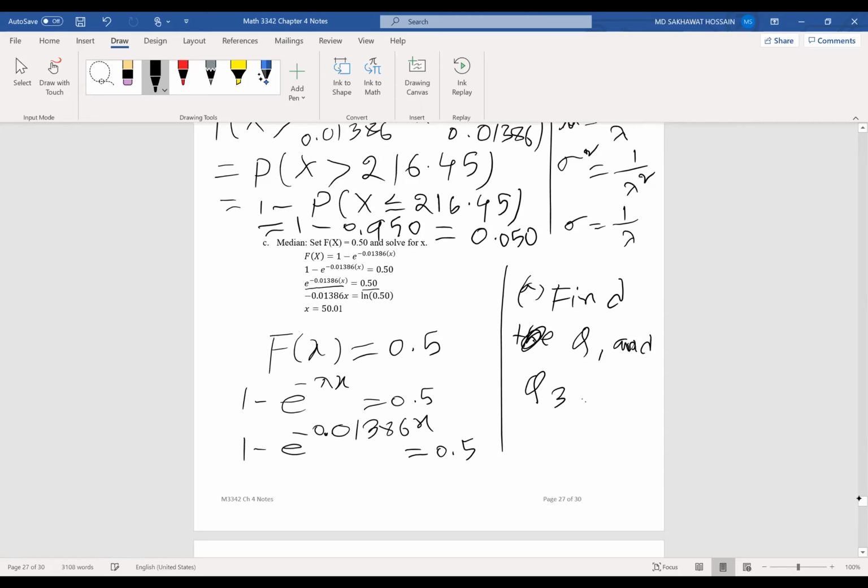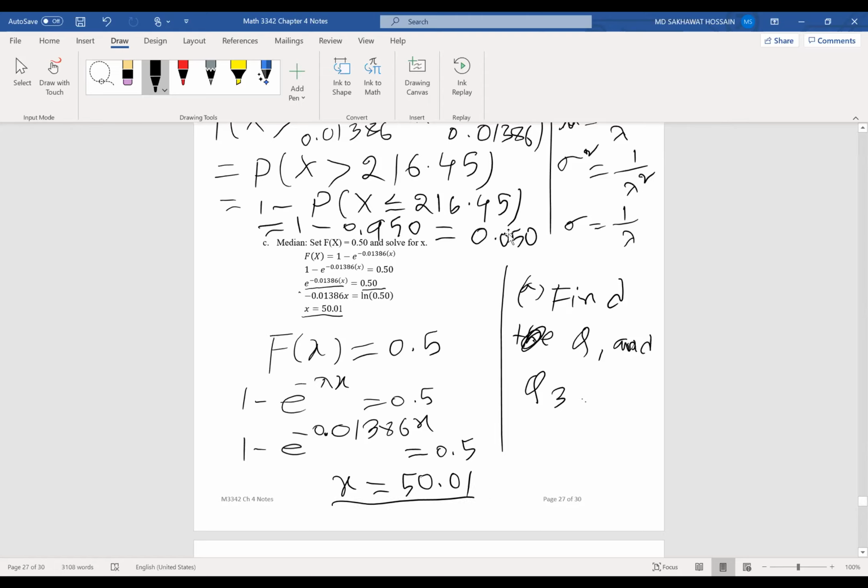If you simplify, this is e to the power minus 0.01386 x equal to 0.5. Since you have an exponential here, from algebra class we know that if you want to remove it, you have to take ln, the natural logarithm, which is the log with base e. Then minus 0.01386 x is equal to ln 0.5. This is the property of natural logarithm. Now you can use a calculator, and x will be 50.01. So the median value is 50.01.